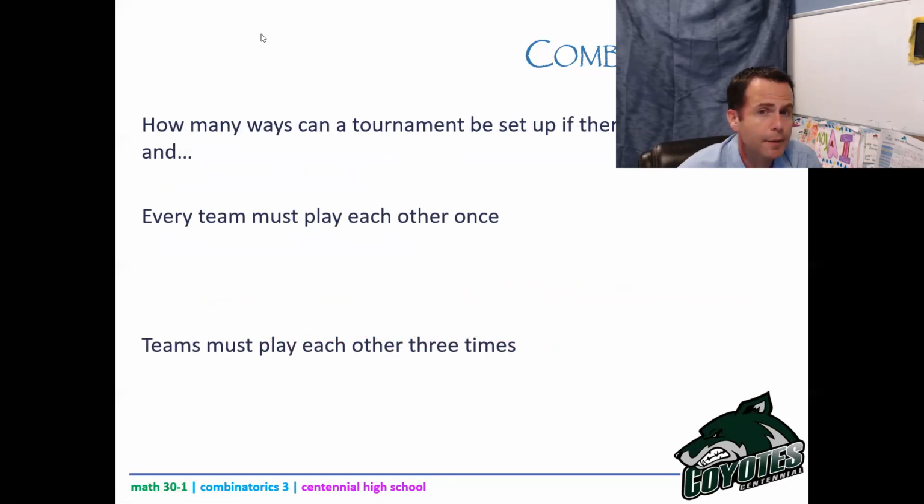All right, how many ways can a tournament be set up if there are 30 teams and every team must play each other once? How many teams does it take to play a game? 2. Whether team A plays team B or team B plays team A, does that change the game? No. Okay, so the order doesn't matter. There are 30 teams. I want to put them into groups of 2 essentially. And so 30 choose 2 is 435.